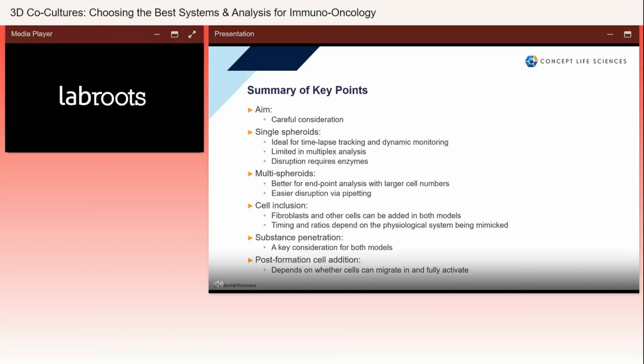And then the other thing we've noticed, as this comes down again to the single spheroid and multi-spheroid system, is substance penetration. So the single spheroids, large substances like antibodies, are finding it difficult to penetrate through.